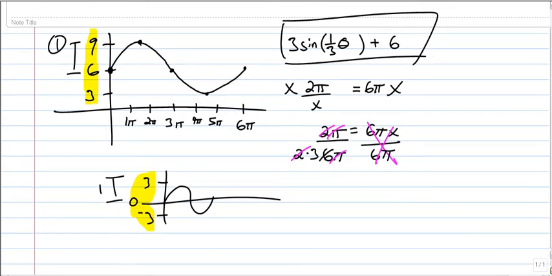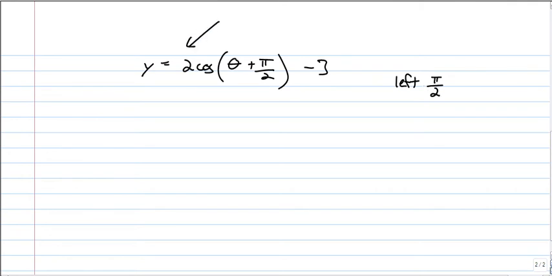Okay, number 2. Graph the following equation, label the scales. So we want to graph y equals 2 cosine of theta plus pi over 2, minus 3. So we know it's cosine. We know there are 3 transformations. You've got the left, pi over 2. This guy, the times by 2, happens first. So you've got a vertical stretch by 2. So you're going to adjust the amplitude, and then you've got this shift down 3.